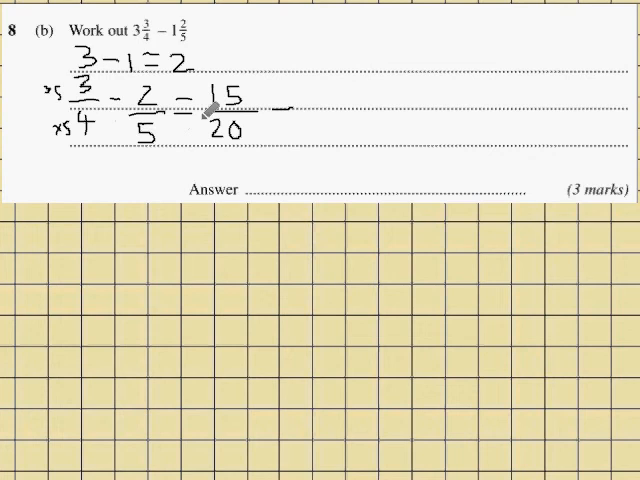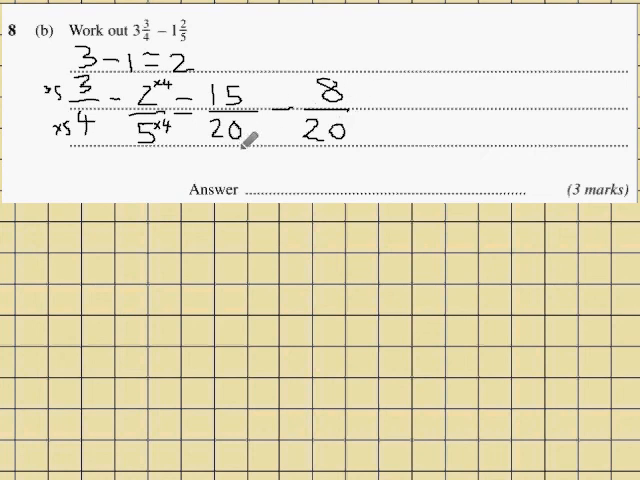And 2 over 5 will also be over 20 when I change it. So what do I have to do to 5 to make it 20? Well, if you think about the times table, 5 times 4 is equal to 20. If I multiply the denominator by 4, I also must multiply the numerator by 4. So 2 times 4 is 8. And that tells me that 2 over 5 is equal to 8 over 20.